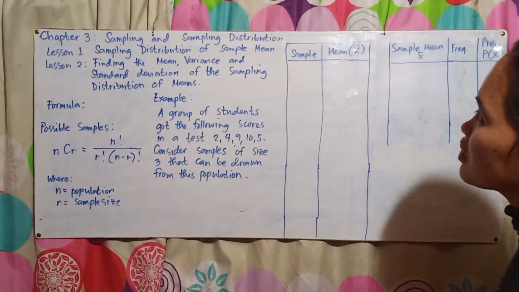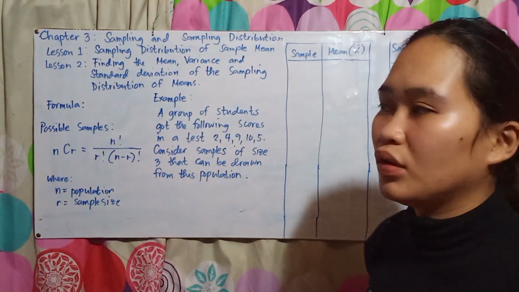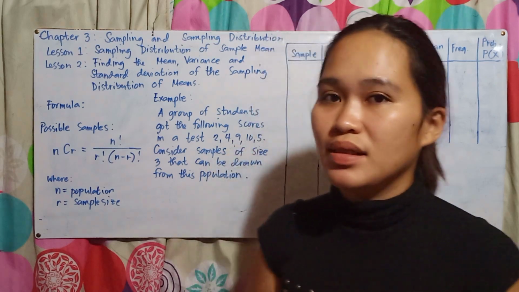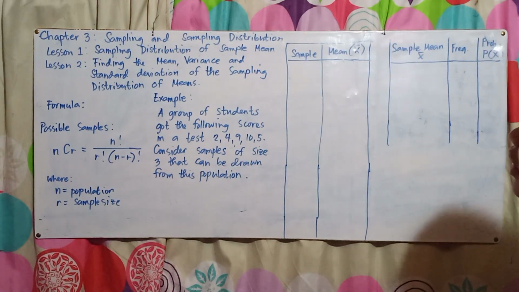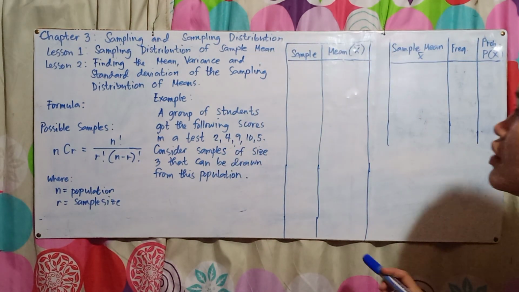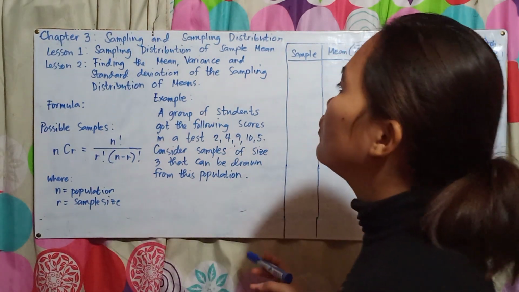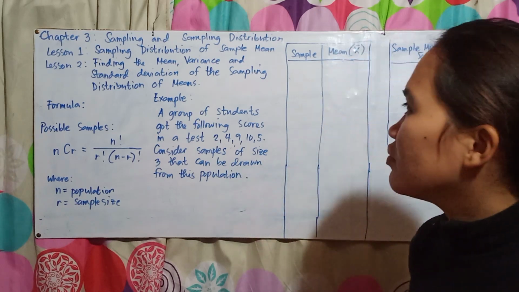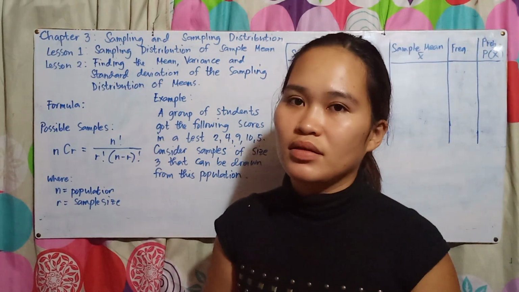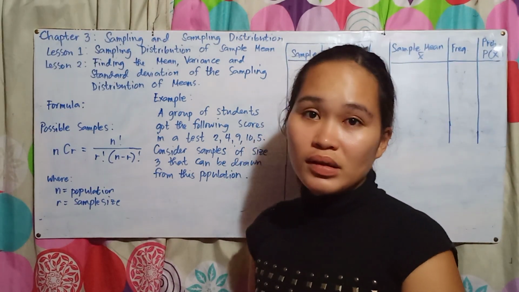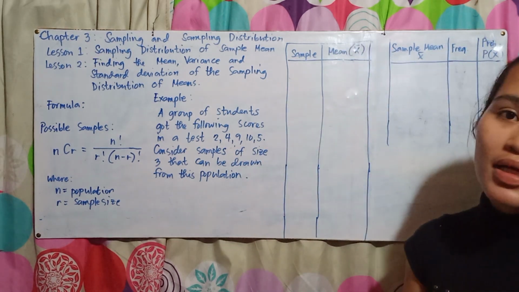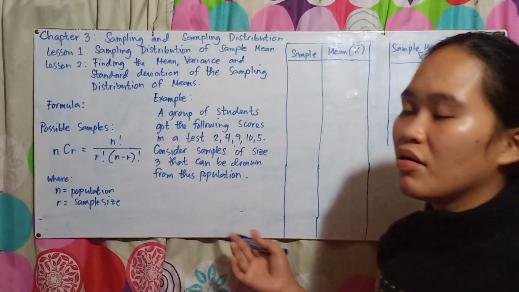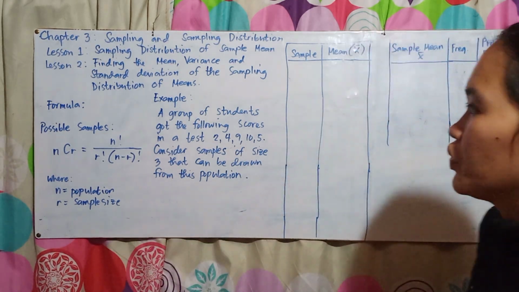Say sampling distribution, so how to distribute your sample. We have two lessons to be discussed. Lesson 1 is the sampling distribution of the sample mean. Lesson 2, finding the mean, variance, and standard deviation of the sampling distribution of the mean. It is almost the same as Chapter 1, they look alike, but not totally. The process is similar to Chapter 1.